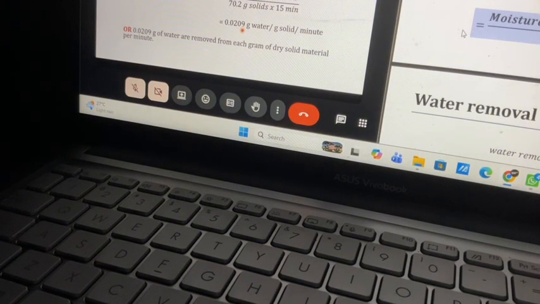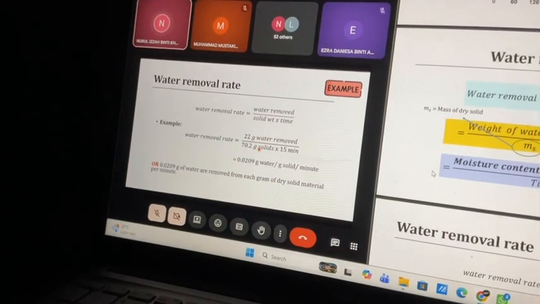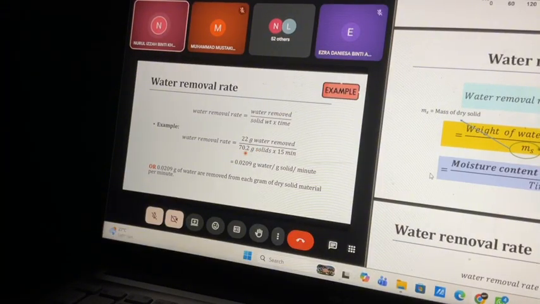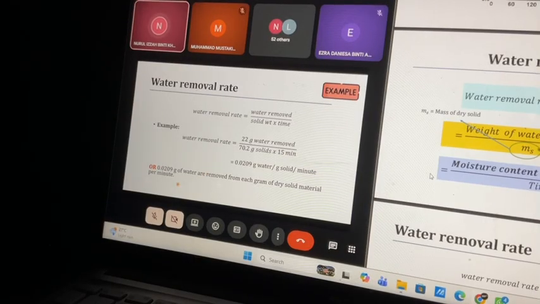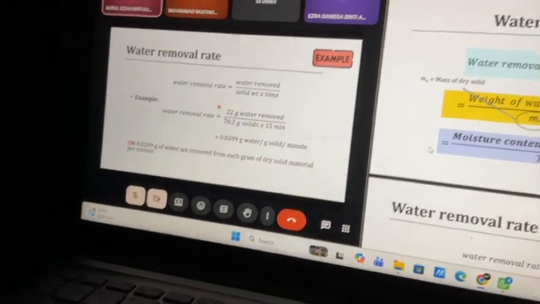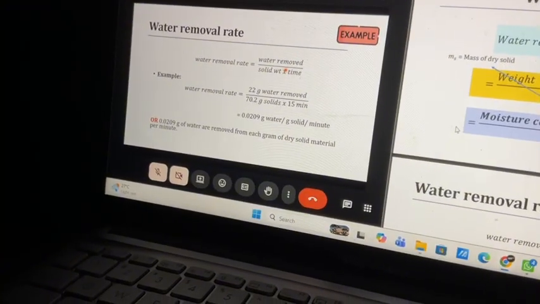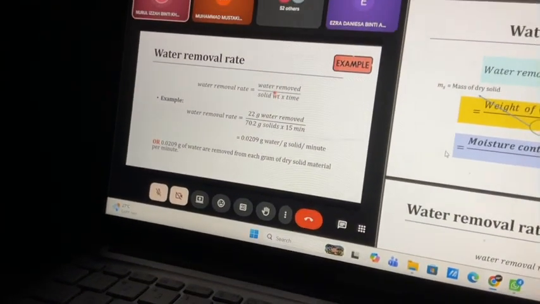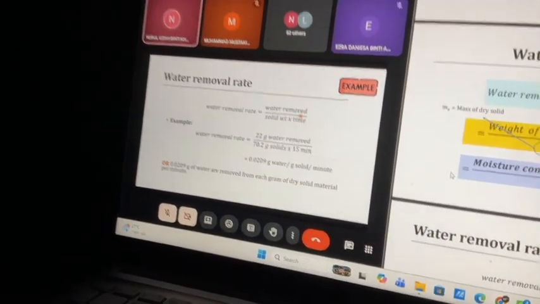Okay, so basically this is the example where you can see the water removal divided by the amount of solid in that product, multiplied by the time. So you will get the water removal rate of around 0.0209. Water removal rate is water removed divided by the mass of solid multiplied by the time.